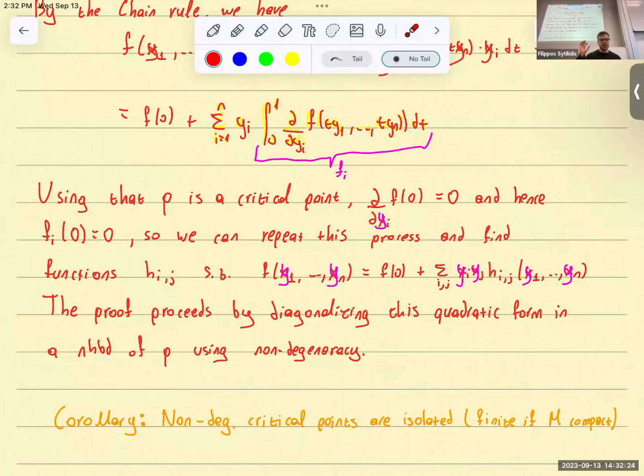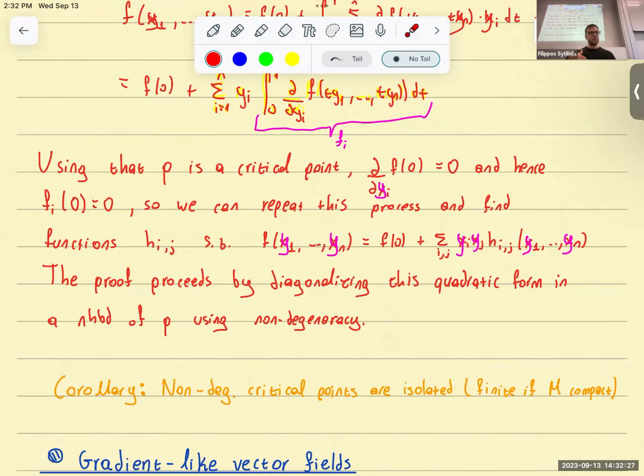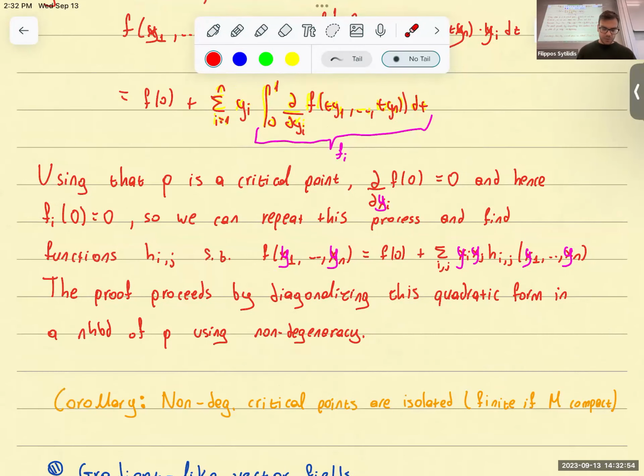And now this is the point where I don't want to do this explicitly, but the proof will carry on by basically diagonalizing this quadratic form. And this is where you're using non-degeneracy. There's basically only one thing you can do: if you try and write down what needs to be done, you'll see that at some point you are dividing by things which you know are non-zero because of the non-degeneracy condition. So that's roughly how it goes. Are there any questions, comments, concerns?